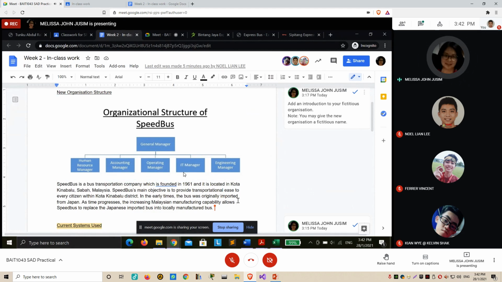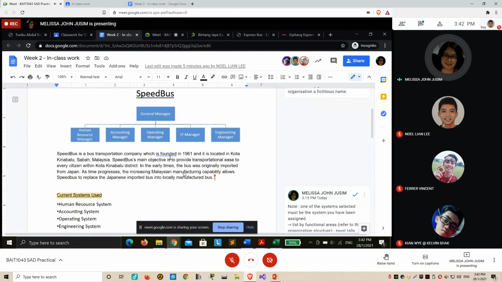For me to know whether it's appropriate or not, I will take a look at the introduction. In the introduction, you wrote that it is a bus transportation company in KK, but you didn't mention whether it serves every citizen or only within KK district. So is it in KK only? Yeah, in KK only. Do we need tickets?